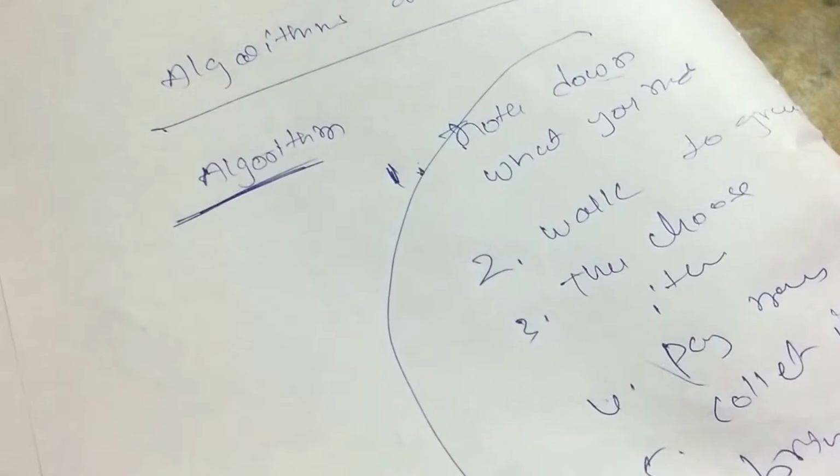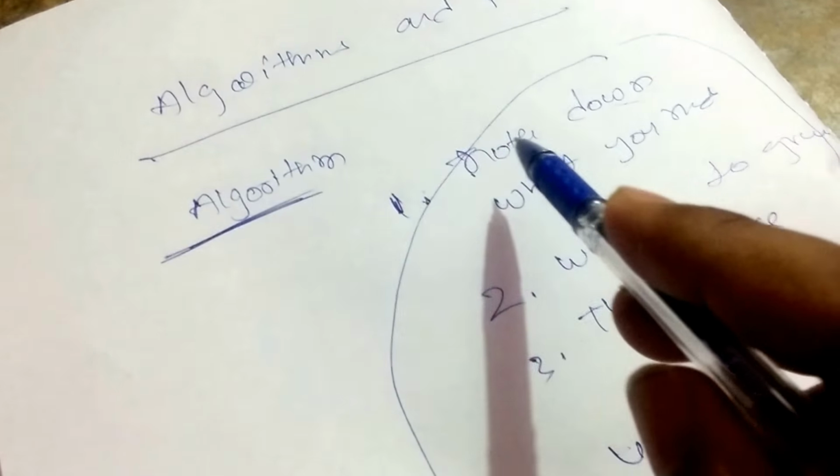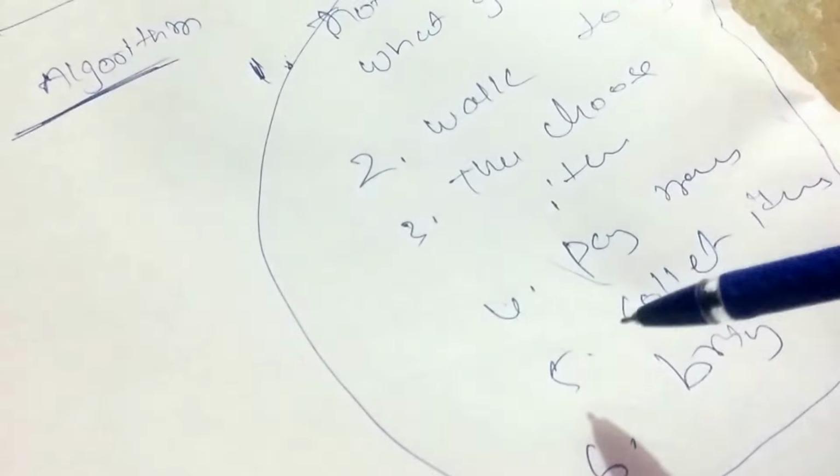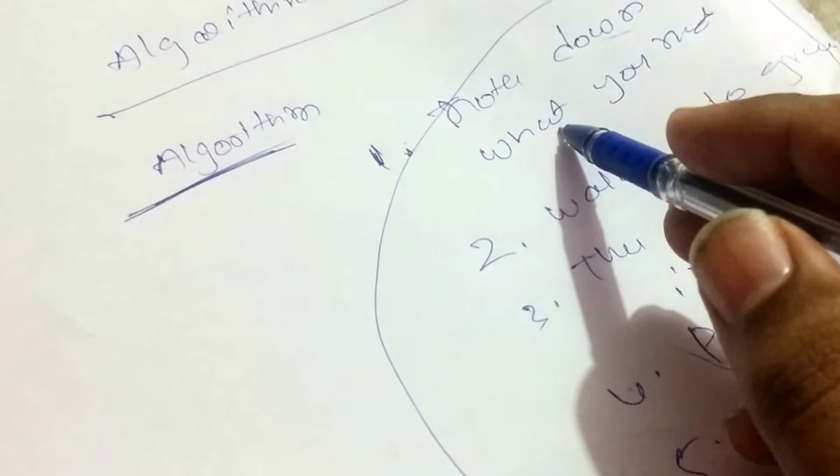Go and buy groceries from a shop. So what do we do? We do all these steps. It's nothing but defining your problem in a step-by-step process. And a flowchart is nothing but a pictorial representation of this algorithm.